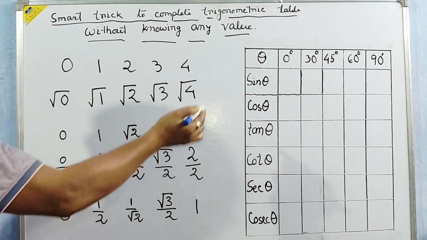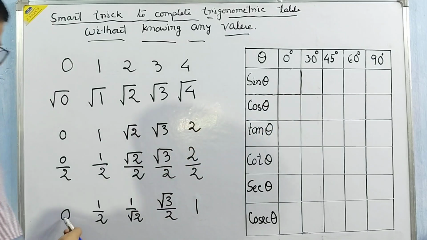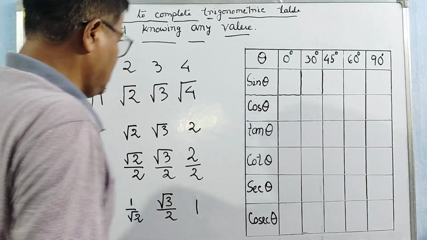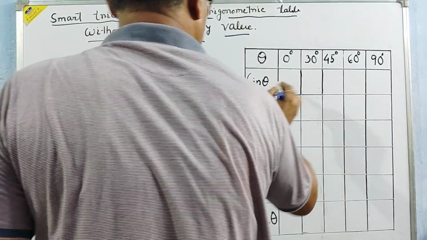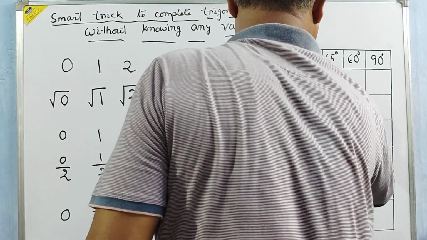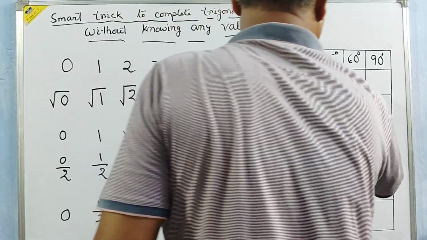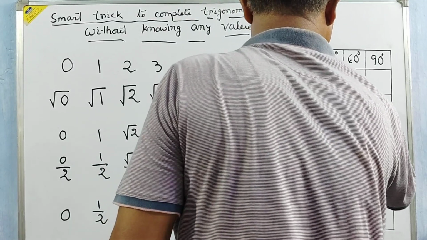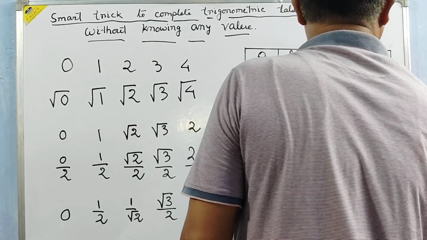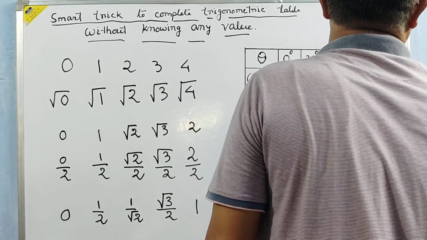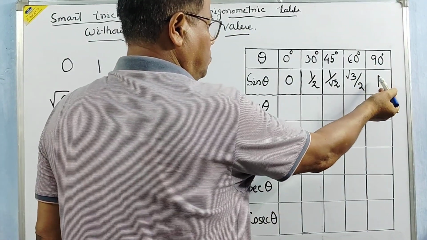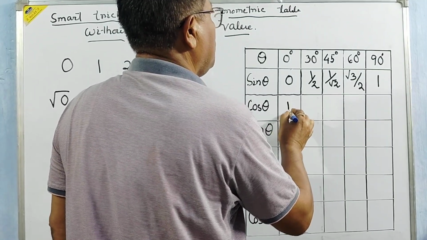These are the values of sine 0 degree, 30 degree, 45 degree, 60 degree, 90 degree respectively. So first, in place of 0 degree we write 0, in place of 30 degree we write half, in place of 45 degree we write 1 by root 2, and in place of 60 degree we write root 3 by 2, and in place of 90 degree we write 1.